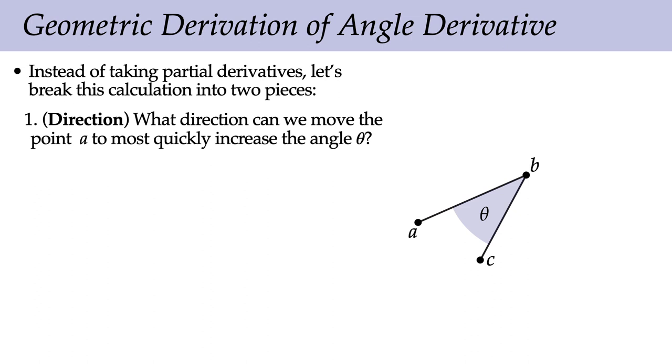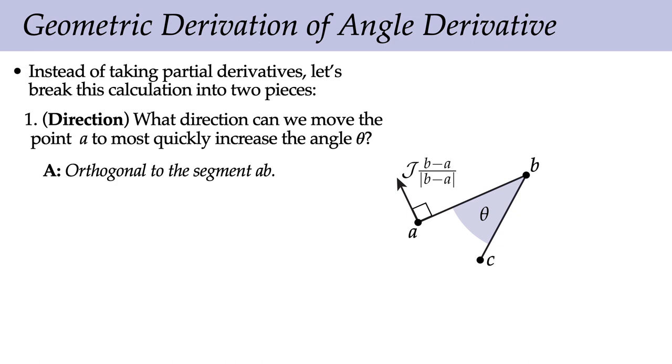Okay, I claim the answer is it should be orthogonal to the segment AB. So one way I could write this, at least if I just care about the direction, the unit direction, I could write this as B minus A over norm B minus A, so the unit vector pointing from A to B, and then J here denotes a 90 degree rotation in the counterclockwise direction. Okay? I claim that's true, but do you buy it? Why should that be the direction that increases theta as quickly as possible?